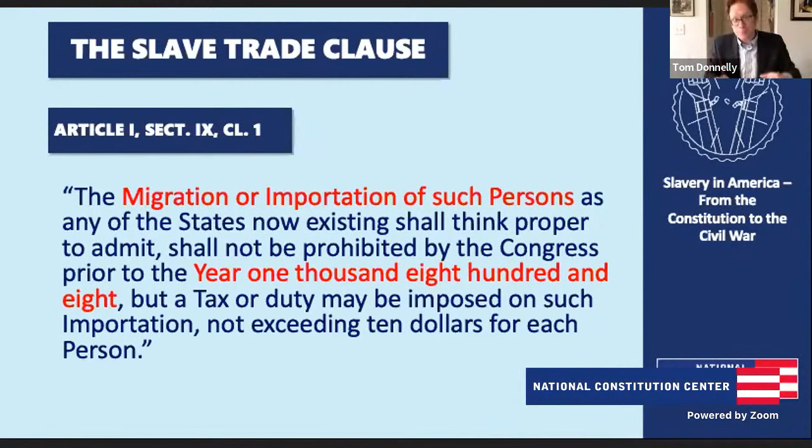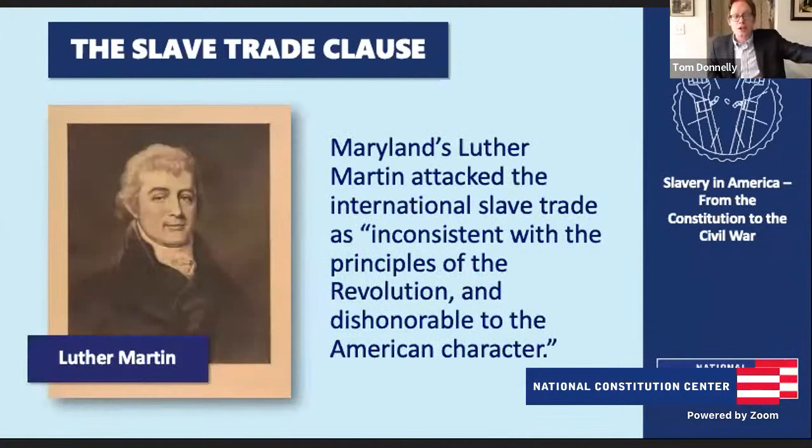The delegates from the deep South, from South Carolina and Georgia, say, you have to keep the international slave trade in place. If you touch it, we're leaving the convention. That's the end of union. That's the end of this new constitution. You're stuck with the Articles of Confederation. This is a deal breaker for us. Whereas other delegates say, no, we need to ban the international slave trade now. It's immoral, it's un-American. Let's get rid of it.